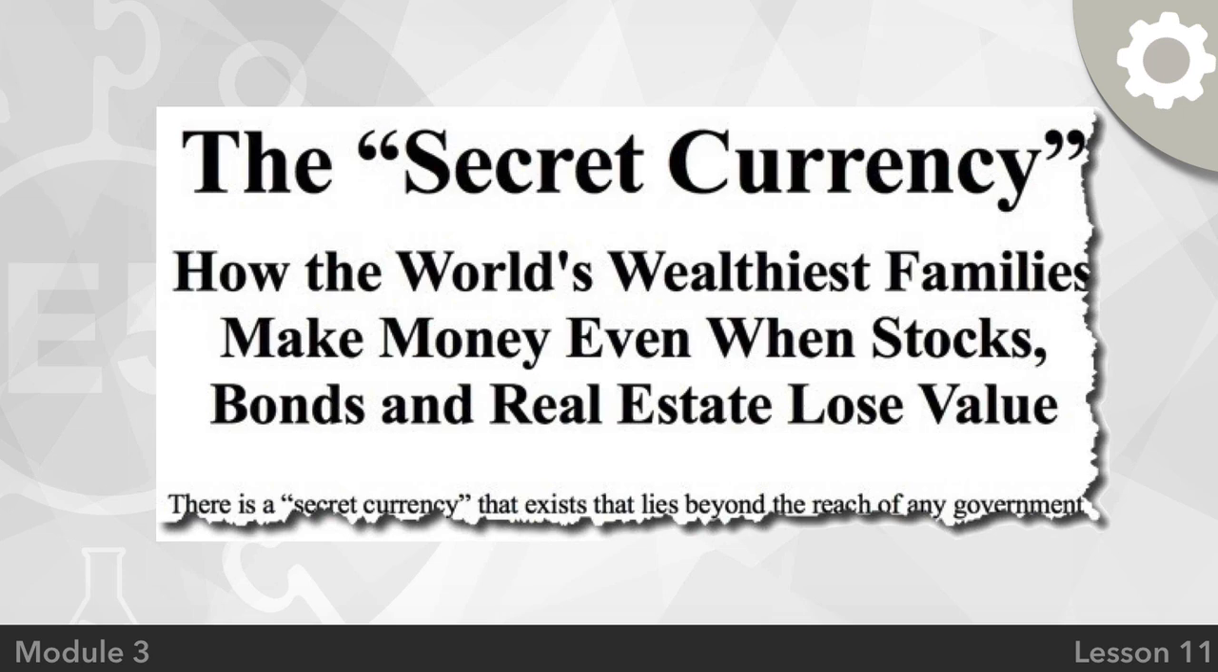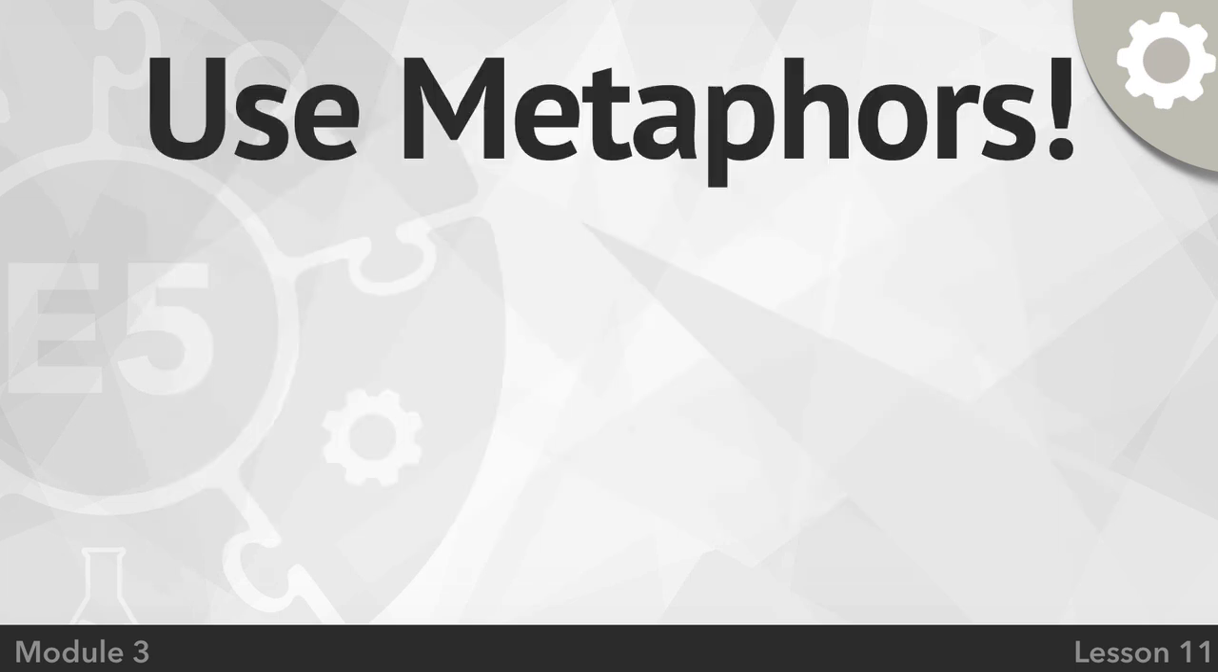And so they did it using the power of a metaphor, the secret currency, how the world's wealthiest families make money even when stocks, bonds, and real estate lose value. All this is about is that they use gold, right? They use gold, but Mike knew that he couldn't say that or else mental opt-out. So let me explain how you use a metaphor. There are two ways to use a metaphor in marketing in general, but certainly as part of your big idea.